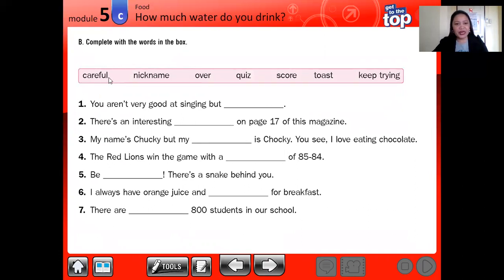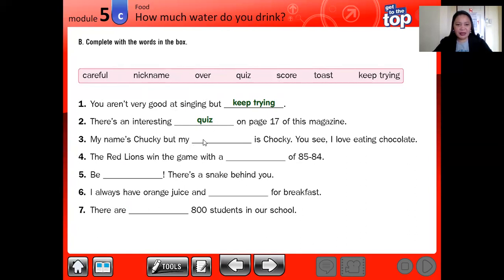Let's have the words careful, nickname, over, quiz, score, toast, keep trying. So again, we're going to complete the sentences from number 1 to 7 with the following words. Number 1, you aren't very good at singing, but keep trying. There's an interesting blank on page 17 of this magazine. Quiz.